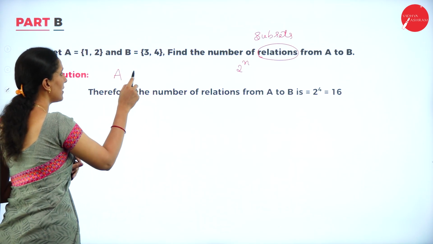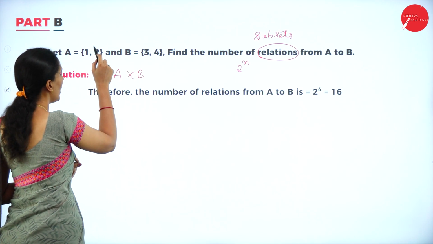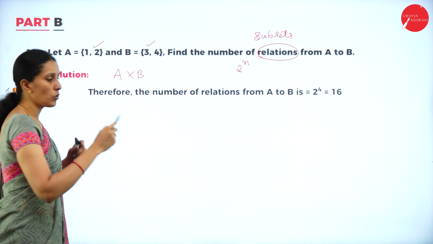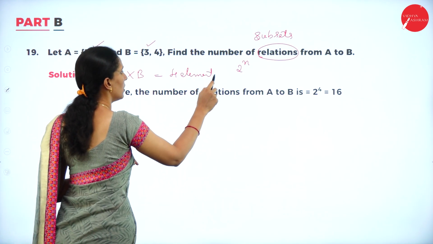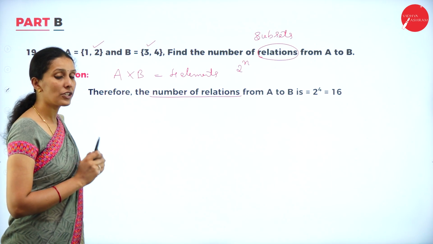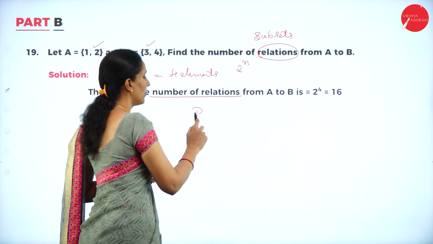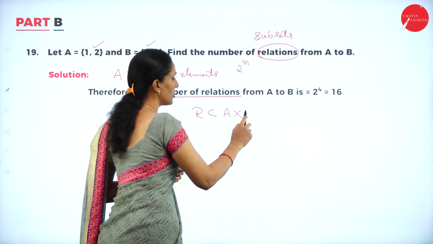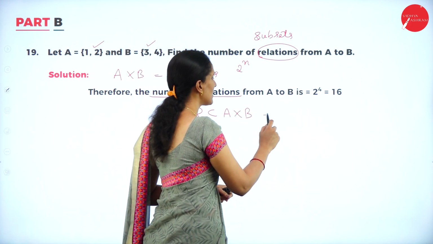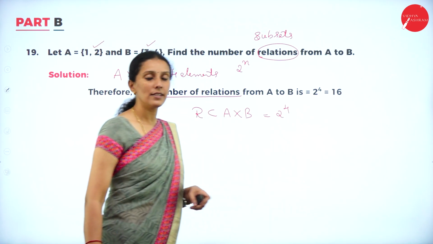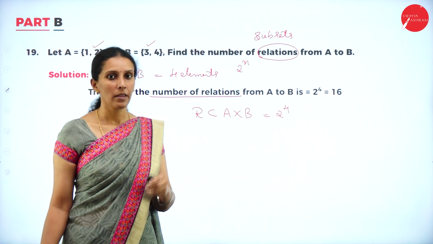Hence, how many elements are there in the Cartesian product A cross B? So 2 elements, 2 elements. So 2 twos are 4 elements. So therefore, number of relations is nothing but number of subsets of the Cartesian product. So a relation is a subset of the Cartesian product. Hence, the answer is 2 to the power 4, that is equal to 16.